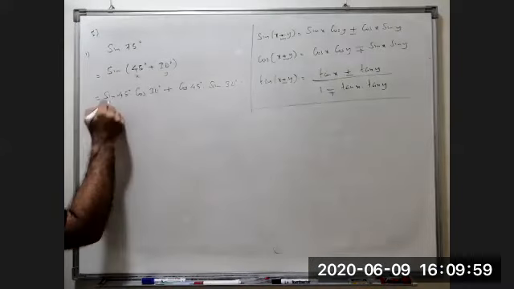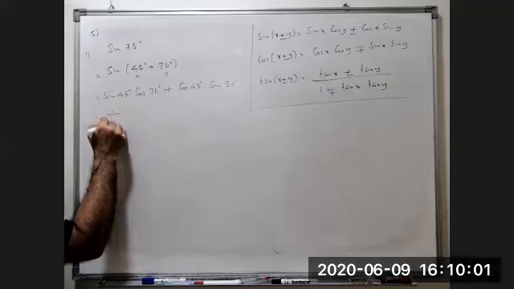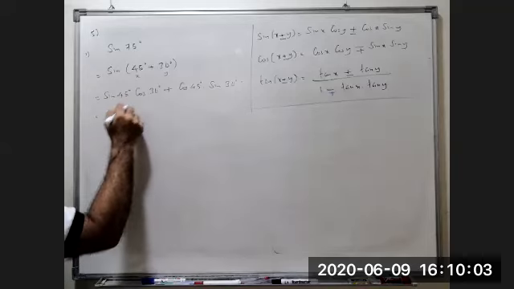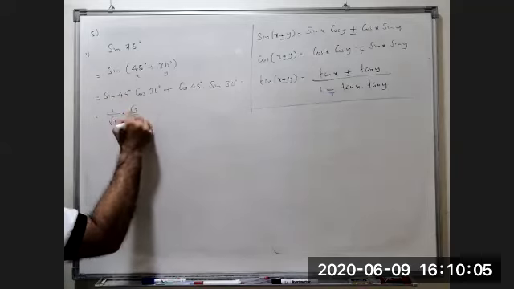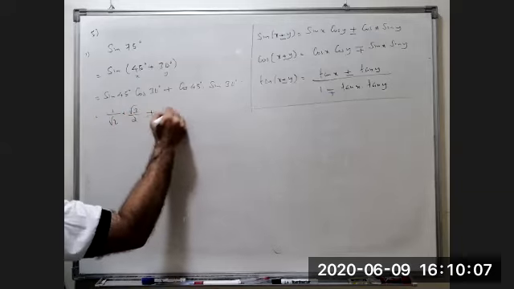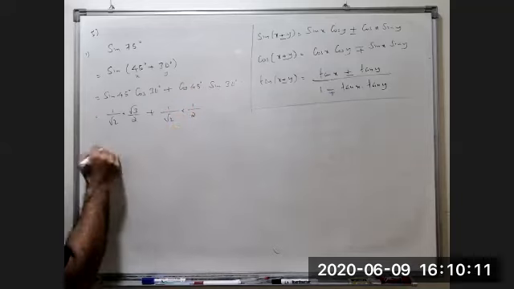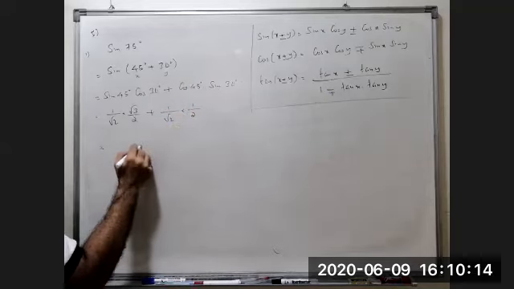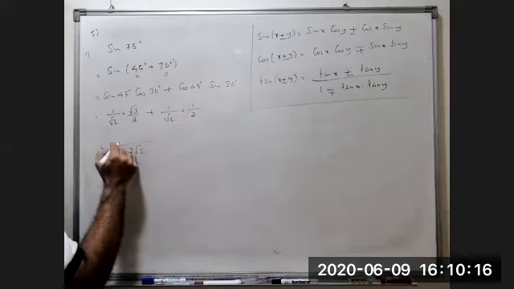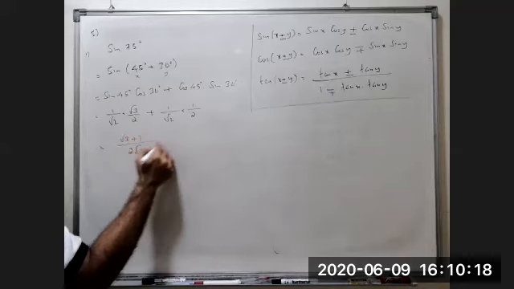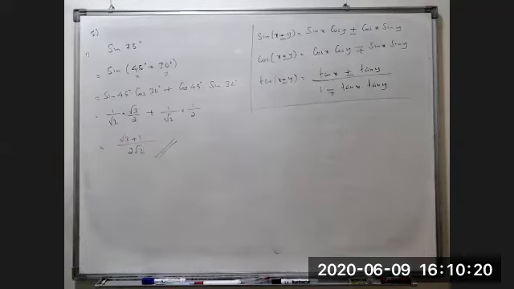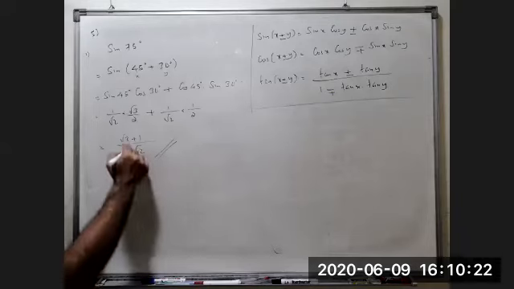So this is the value of sine 45, 1 by root 2. Cos 30 is root 3 by 2. Cos 45 is 1 by root 2. Sin 30 is 1 by 2. LCM is 2 root 2. Numerator is root 3 plus 1. So root 3 plus 1 by 2 root 2.